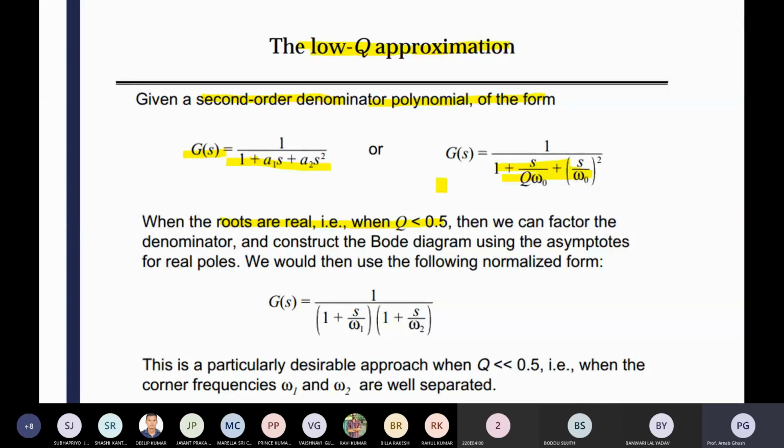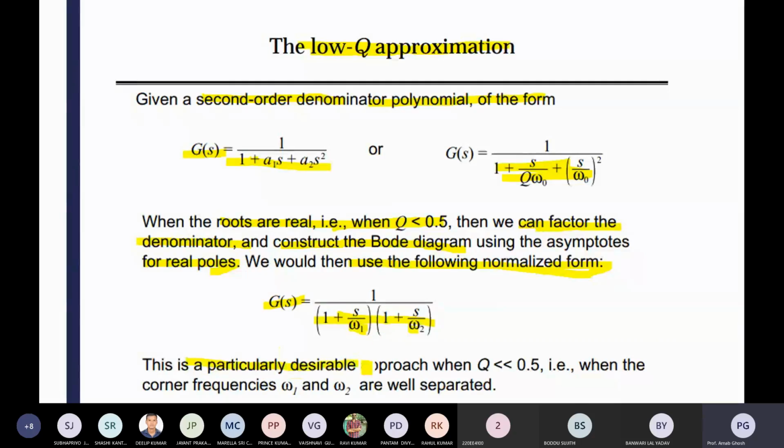Okay, especially for the second order system, when the Q value is near 0.5 to 0.6, we can find that when Q is less than 0.5, we can factor the denominator and construct the Bode diagram using the asymptotes for the real poles. For the real poles, we would use the following normalized form: G(s) equals 1 by (1 plus s by omega 1) times (1 plus s by omega 2).